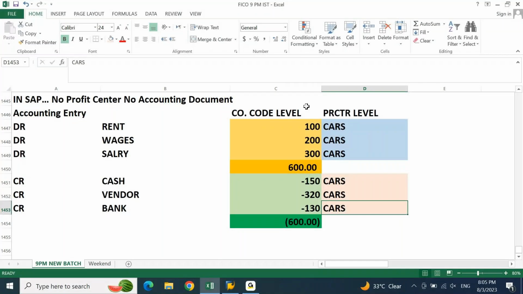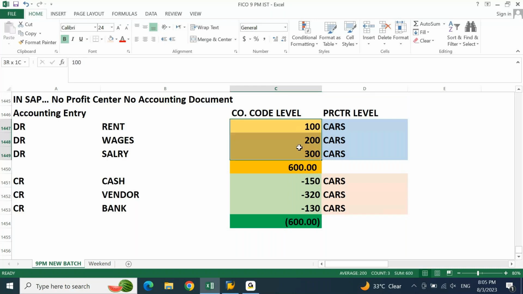Now here also the system is able to match debit and credit. At car level the total is 600. Agree? Debit for cars is 600, credit for cars is also 600, because the same amount is updated with the same profit center, 600. So there is no problem here. If there is a single profit center, there is no problem.